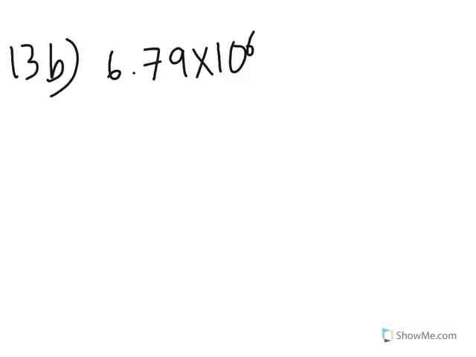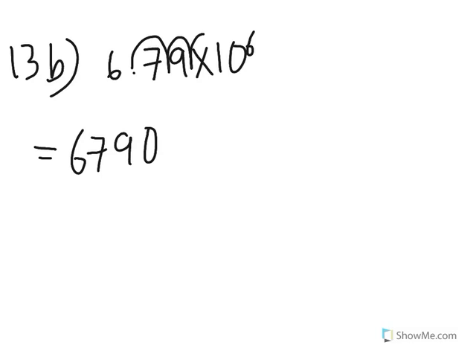Alright, question 13b is asking you to write 6.79 times 10 to the power of 6 as an ordinary number, meaning just a normal, regular number, not standard form. All you have to do is move the decimal point 6 spots, because when you multiply by 10, you move one spot. So you're going to get 6,790,000. This is pretty basic stuff. I hope you guys know this.